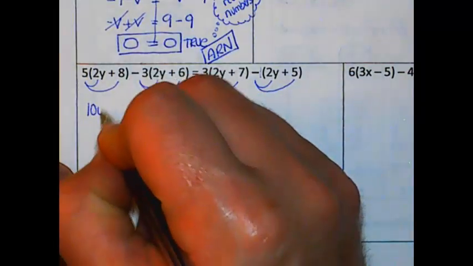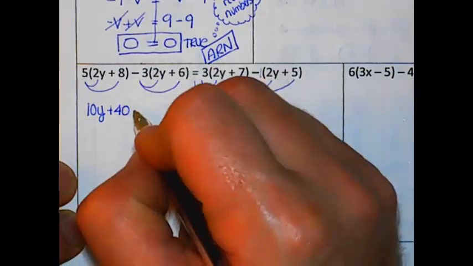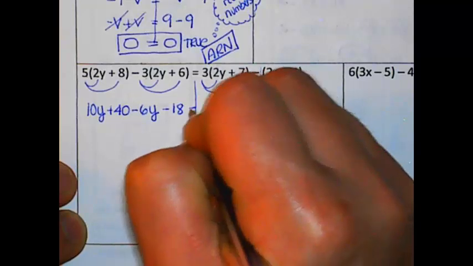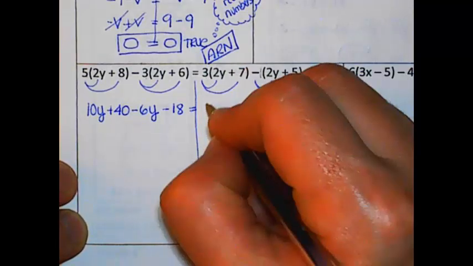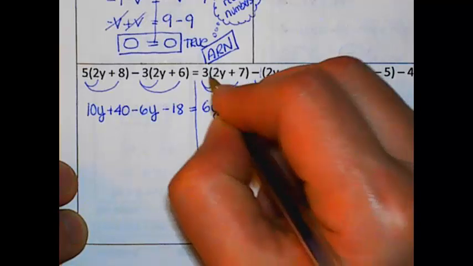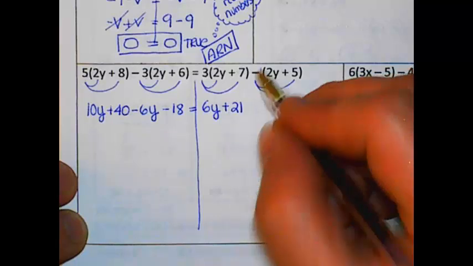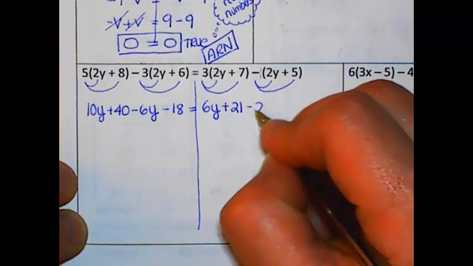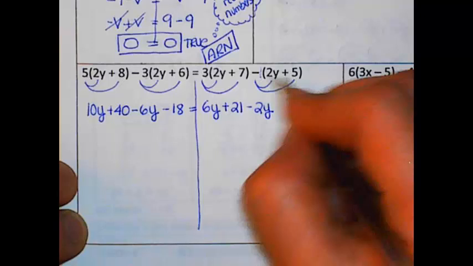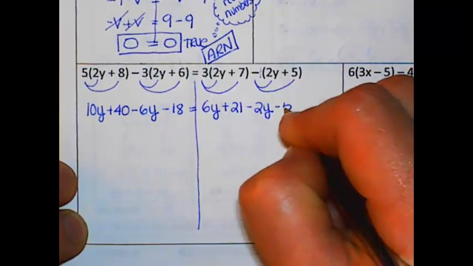So if we multiply, 5 times 2y is 10y. 5 times 8 is 40. Negative 3 times 2y is negative 6y. Negative 3 times 6 is negative 18. And then 3 times 2y is 6y. 3 times 7 is 21. Negative 1 times 2y is negative 2y. Negative 1 times 5 is negative 5.